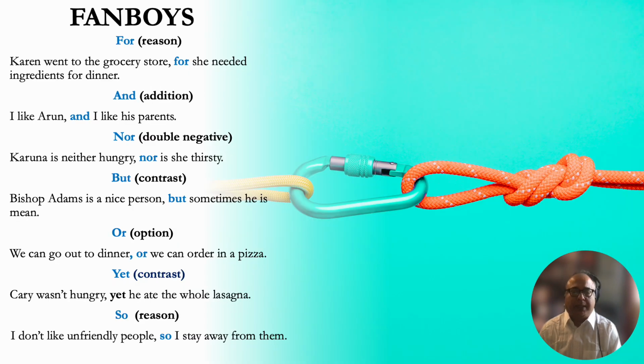So as I just explained to you, FANBOYS are 7 coordinating conjunctions. For is a reason, and is an addition, nor is a double negative, it goes with neither, but is a contrast, or is when there are 2 options, yet is a contrast just like but, and so is a cause and effect conjunction, a reason. I've given you an example of each one of these FANBOYS. Read them carefully. Make notes to yourself for reference and practice.